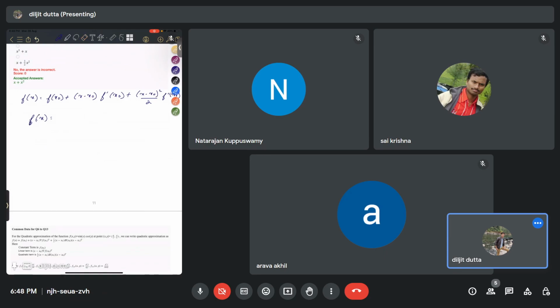First, let us write f of x. F of x equal to e to the power x sin x. So f dash of x will come as what? So e to the power x d by dx into sin x plus sin x into differentiation of e to the power x. So differentiation of sin x is cos x. So cos x into e to the power x plus sin x into e to the power x. So it is equal to cos x plus sin x into e to the power x.